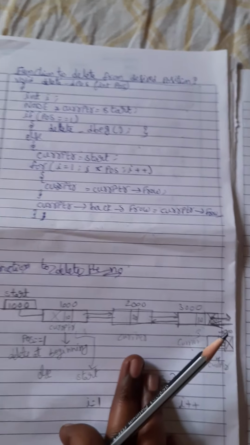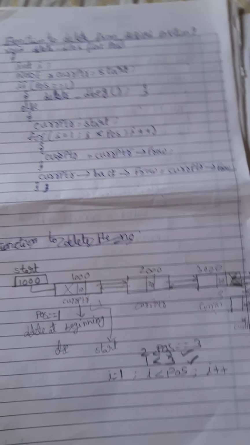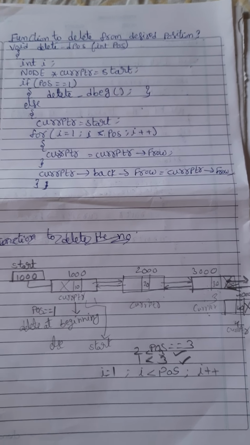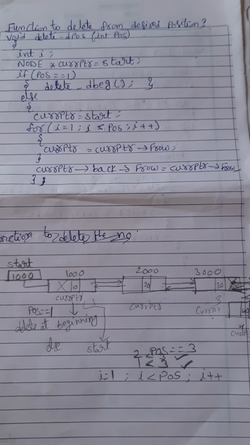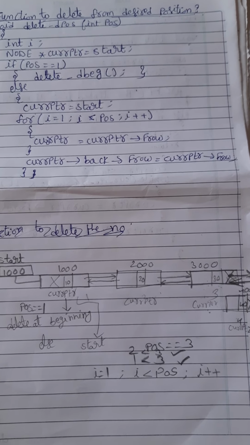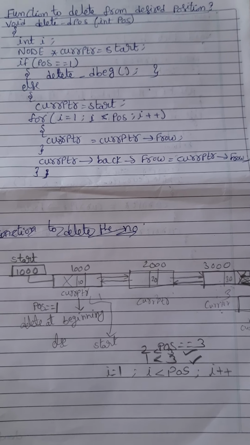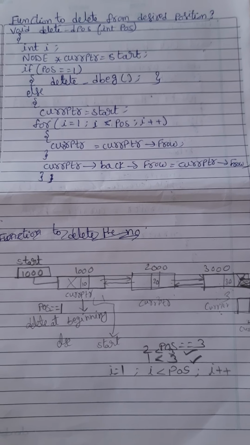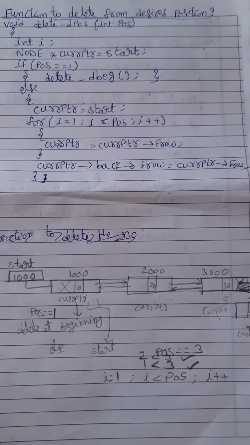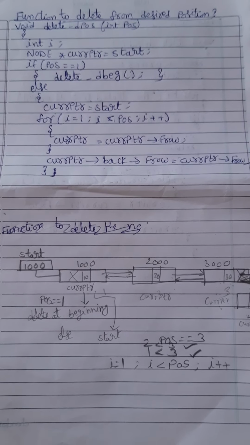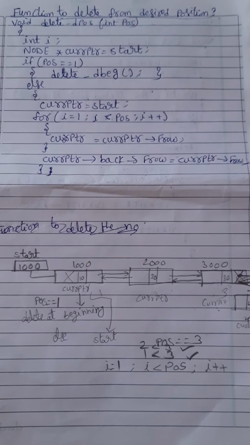And the next one, function to delete from desired position. That means we are going to take the position, and based on that position we are going to delete the node. Here we have to give the position. That means in which position the node has to be deleted. Based on the position we are going to delete the node.